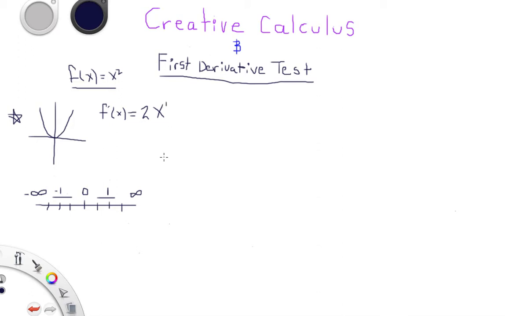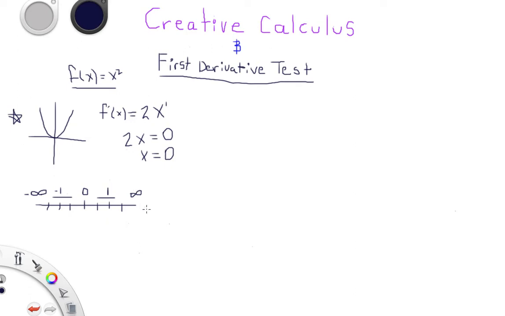And the second step is to find the critical numbers, or points. And we do that by setting your derivative to 0 and solving for x. So if you divide 0 by 2, you just get 0. So our only critical point is x equals 0.